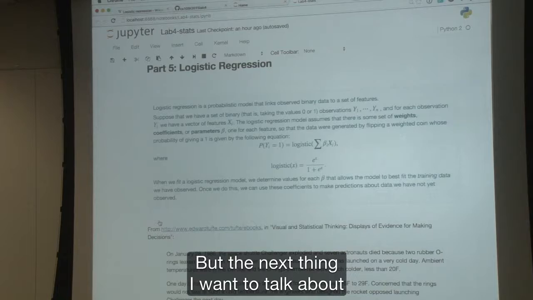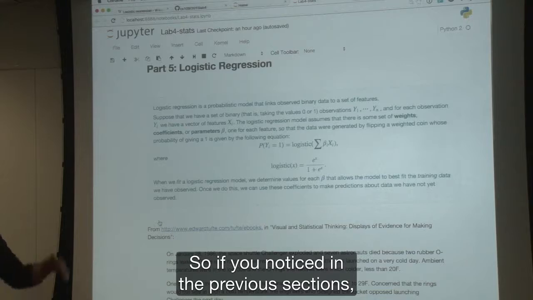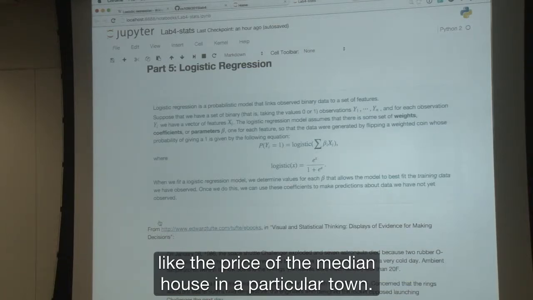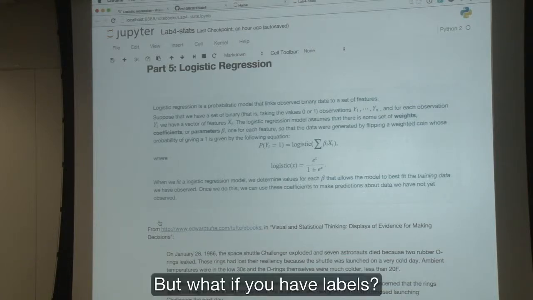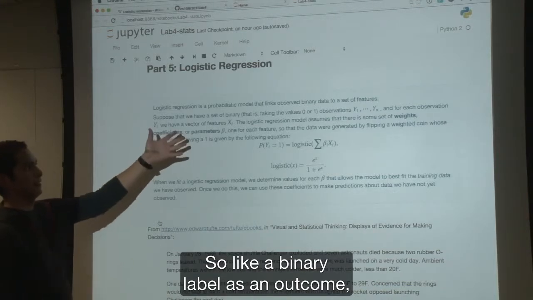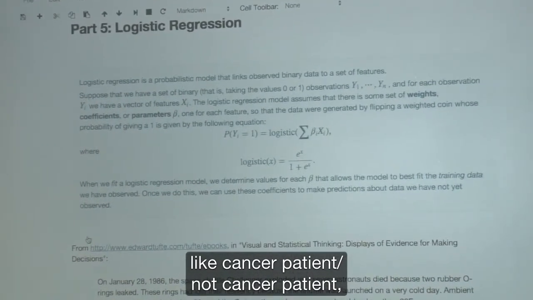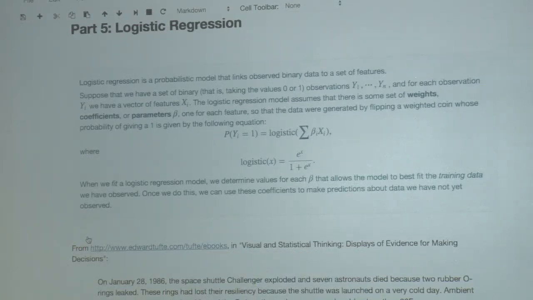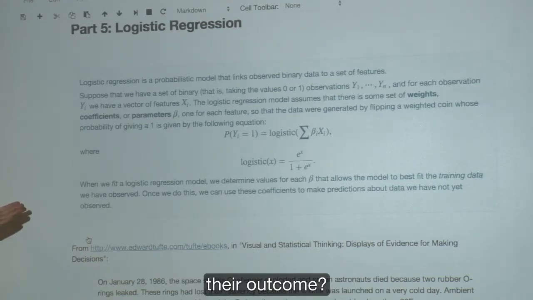But the next thing I want to talk about is logistic regression. If you noticed in the previous sections, we had outcomes that were continuous, like the price of the median house in a particular town. But what if you have labels, like a binary label as an outcome, such as cancer patient, not cancer patient, and you have all this data for each of them? Can you use these predictors to still model their outcome in the same spirit?